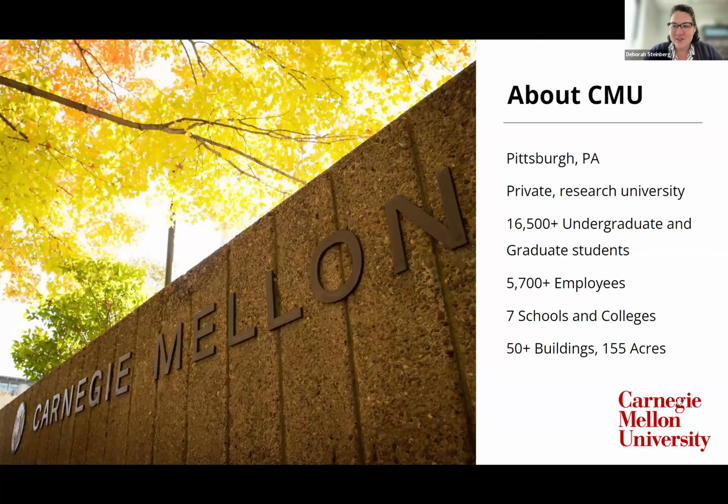So we'll give you a little bit of information about Carnegie Mellon, just so you have a sense of where we are. We are located in Pittsburgh, Pennsylvania. Our Pittsburgh campus is an urban campus, private research university. We have over 16,000 students, pretty equally split between our undergraduate and graduate students, over 5,700 employees within 7 schools and colleges. And our main campus is over 50 buildings on 155 acres.